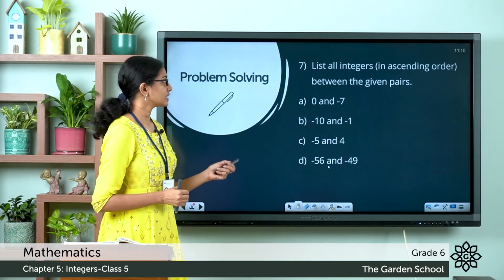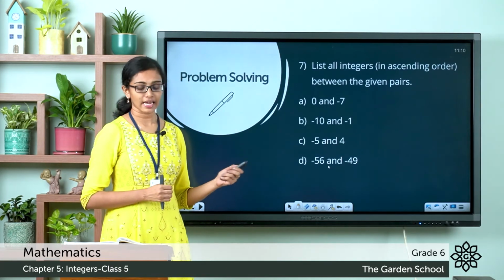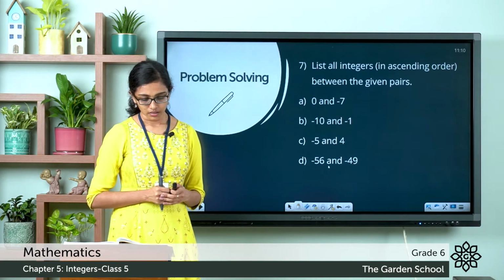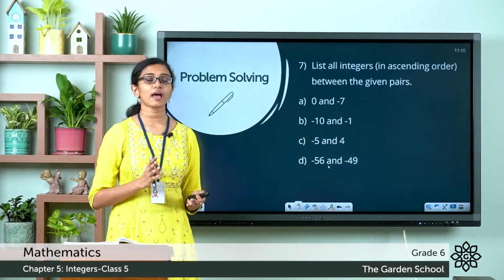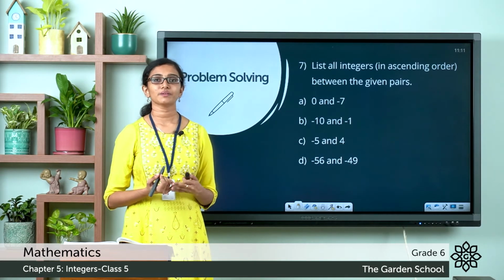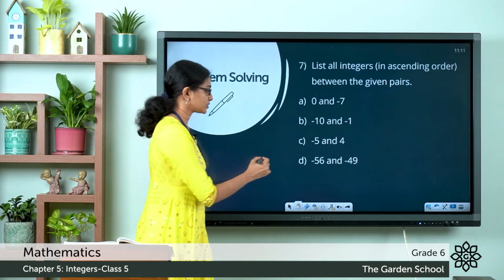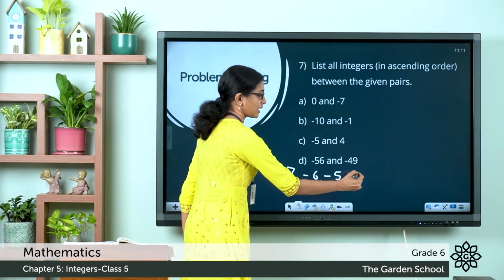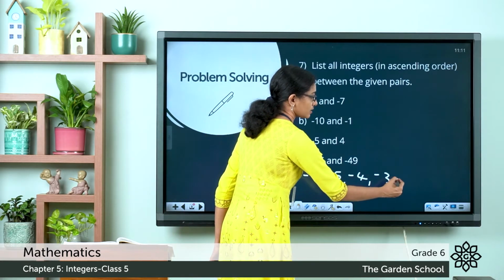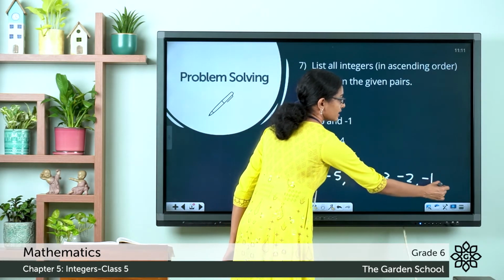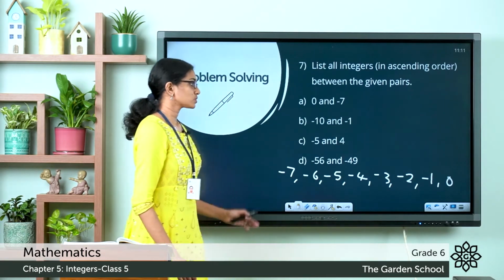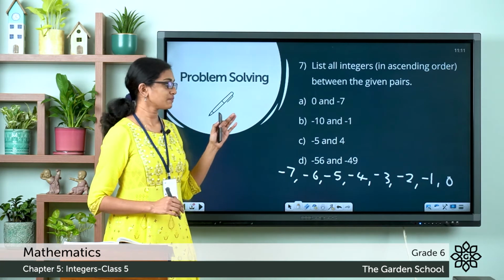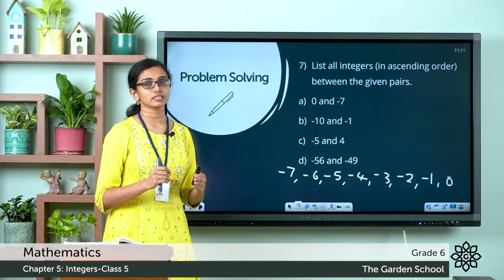Question number 7. It says list all integers in ascending order between the given pairs. So here, what is the first pair given? 0 and -7. So between -7 and 0, we have the integers -7, -6, -5, -4, -3, -2, -1 and we have 0. So these are the integers between -7 and 0. Now you have to order these integers in ascending order.